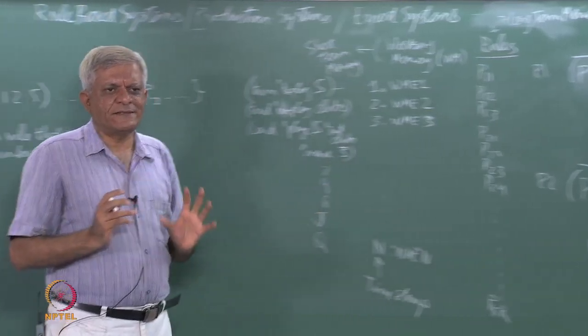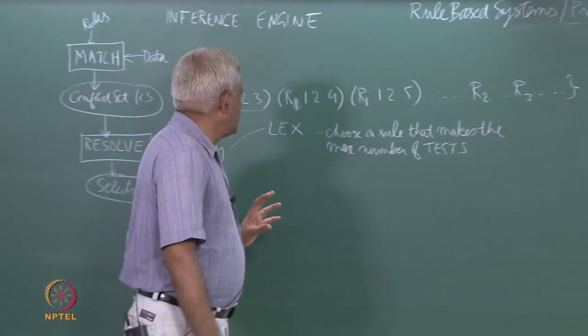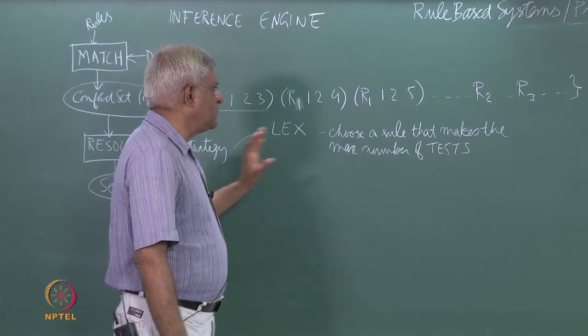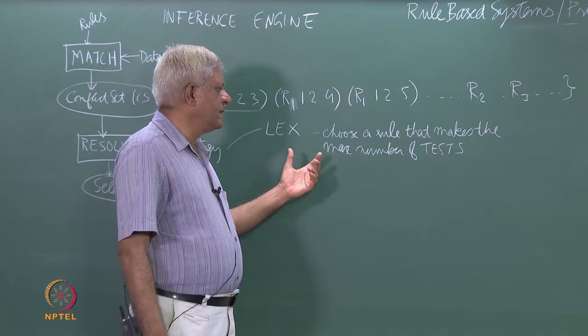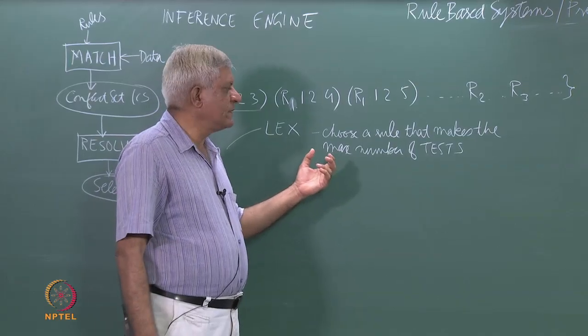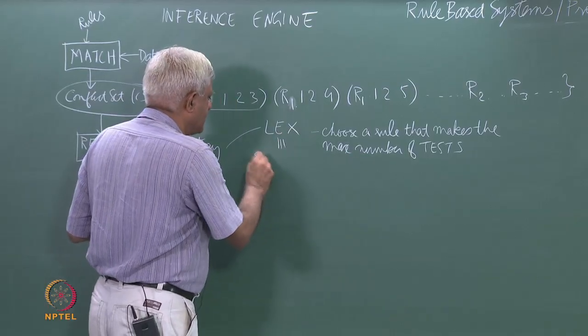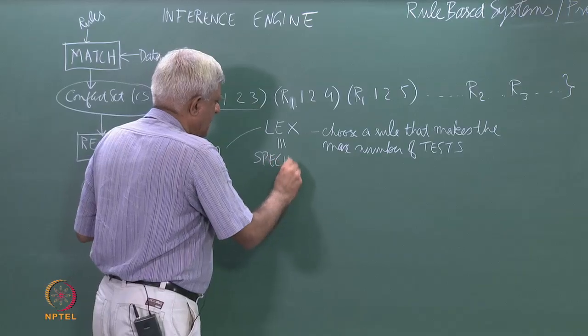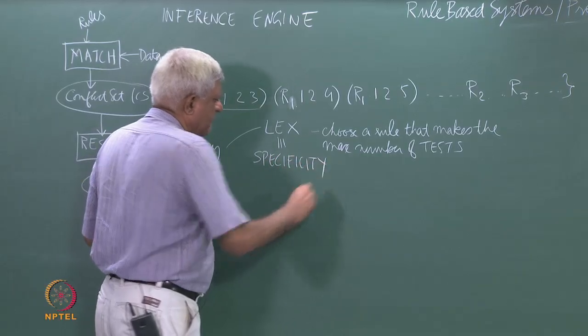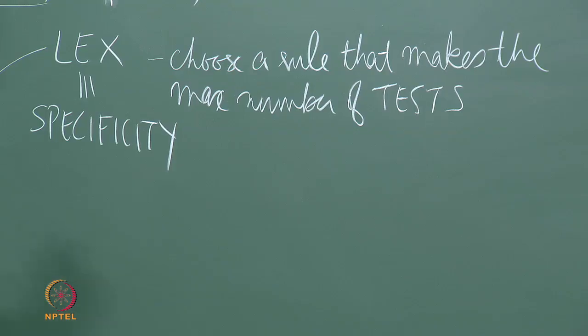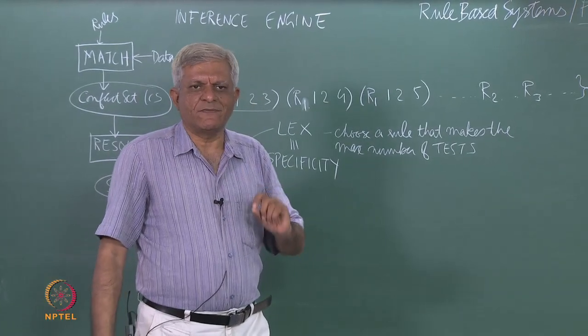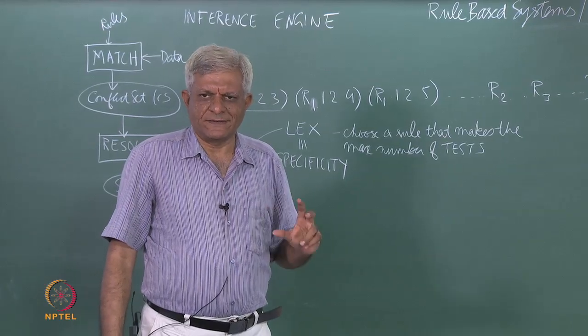So, the LEX strategy says that choose a rule that makes the maximum number of tests essentially. So, what is the strategy essentially doing? It is saying specificity. In other words, it is saying choose the most specific rule which matches.